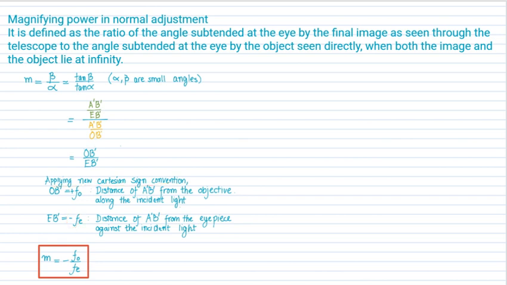So let us substitute these values here. Your magnifying power can be written as M equals minus FO upon FE. So this is the magnifying power of the astronomical telescope in normal adjustment.